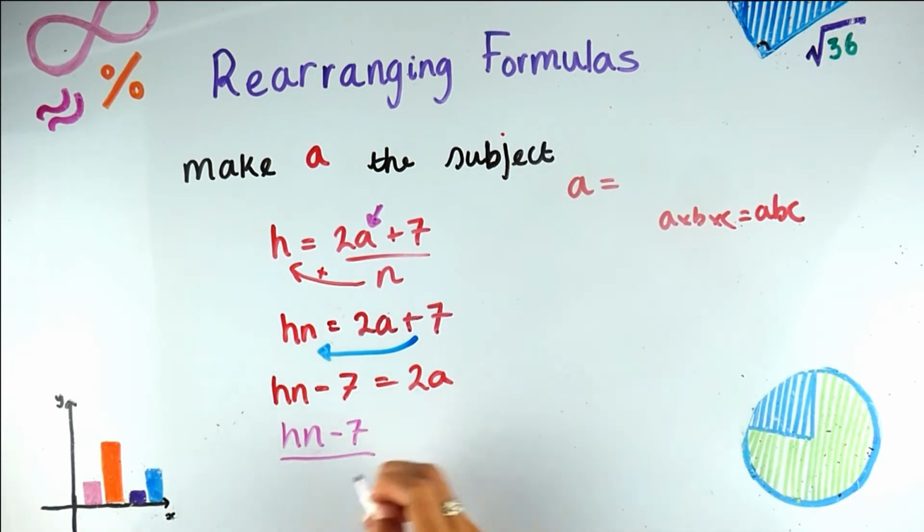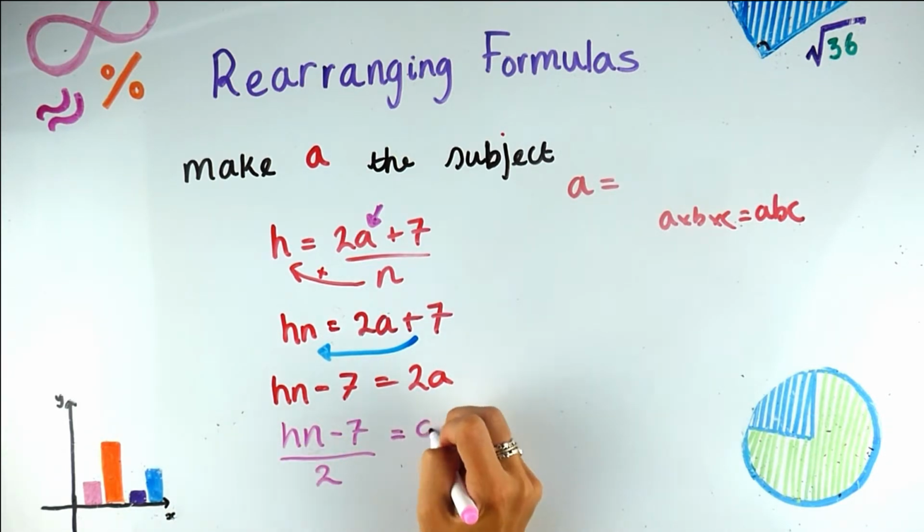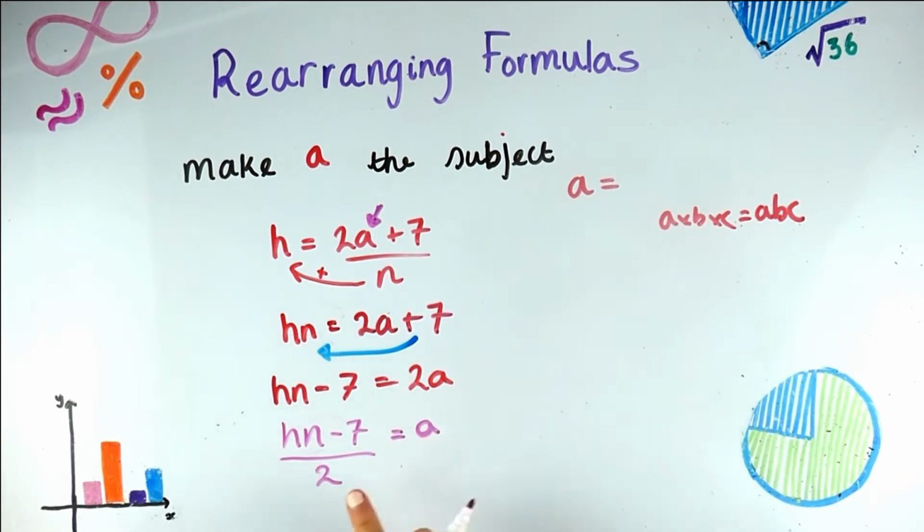Because it's multiplied on that side, we divide on this side, and again, really important, you have to divide all of the terms. You can't just divide one of the terms.